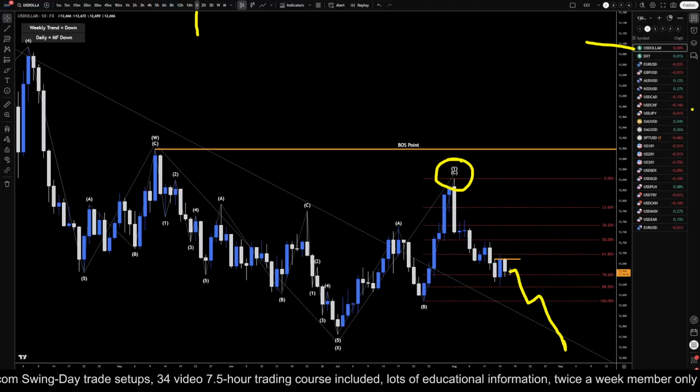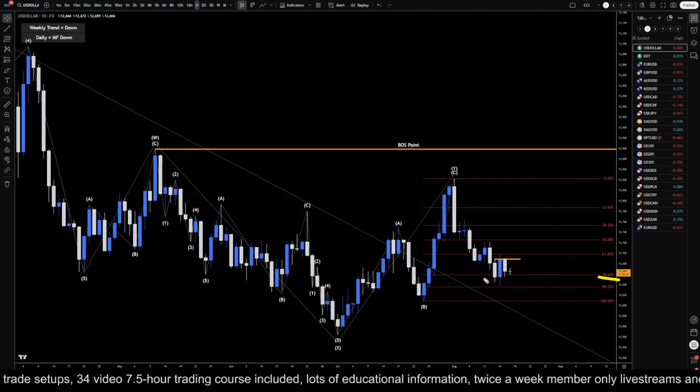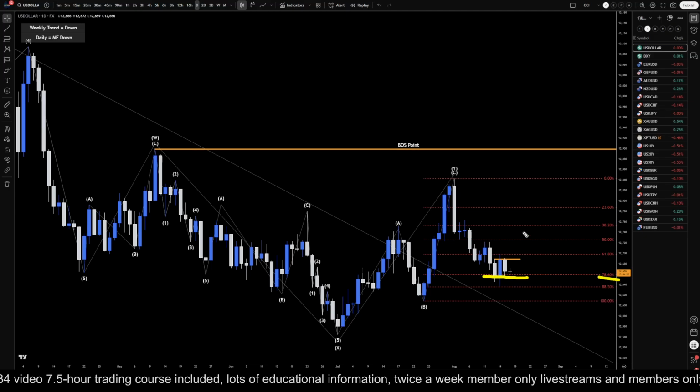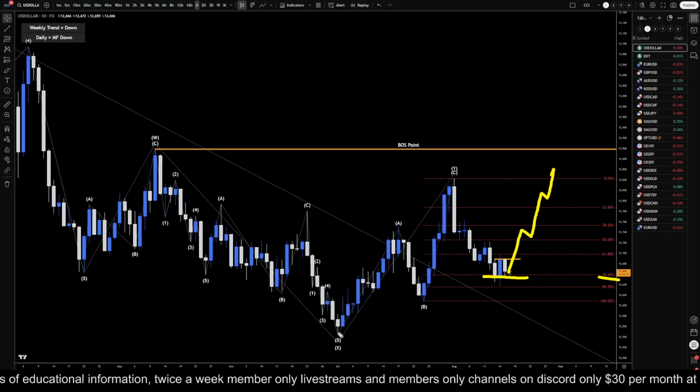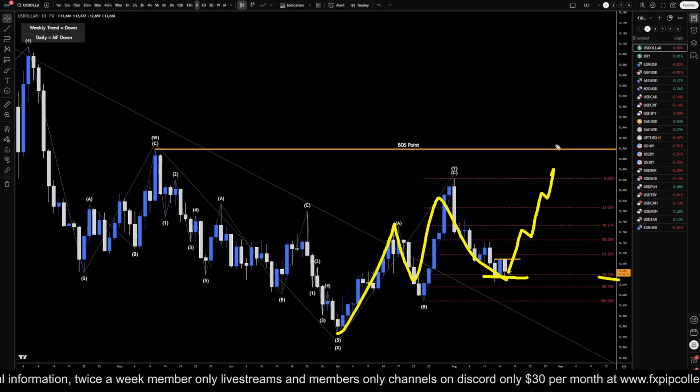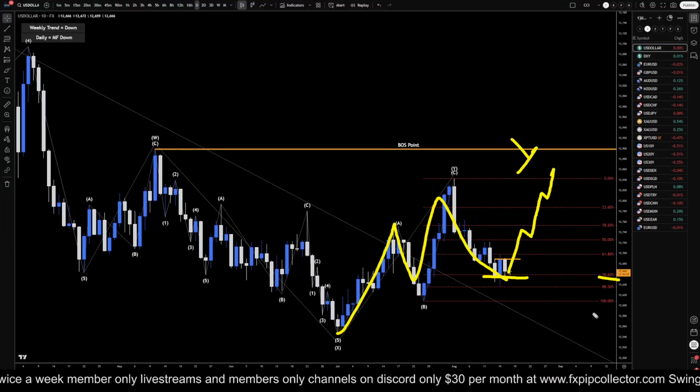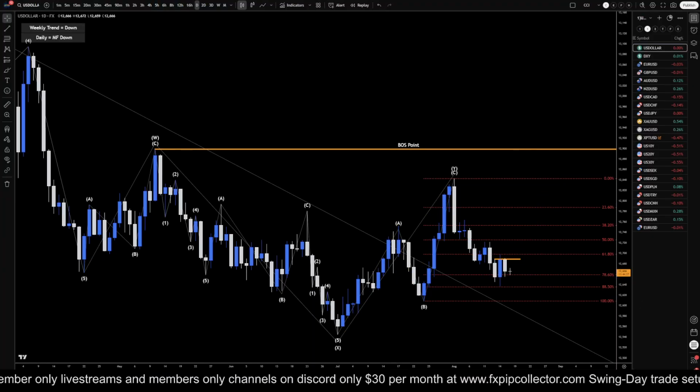So if it does break structure, which we are currently sitting at the 78%, if it does break structure to the upside at a fib level, then we may have to come to the realization that we possibly are going to make another leg up, and this is like an A, B, and then this is the C of wave Y. So definitely something to keep in mind.